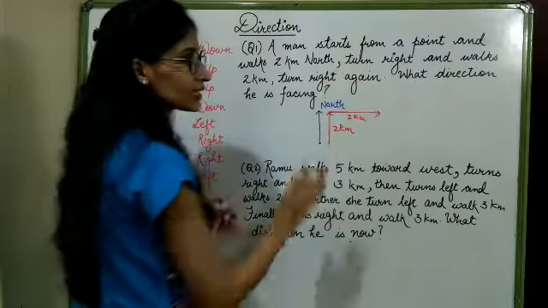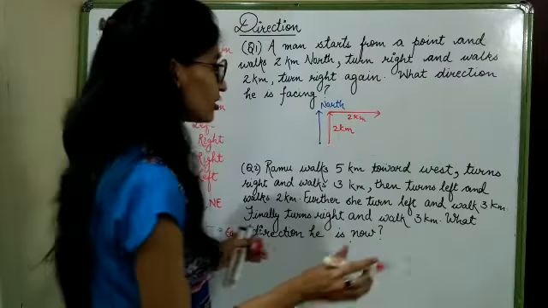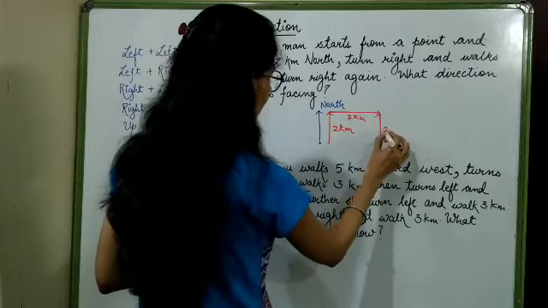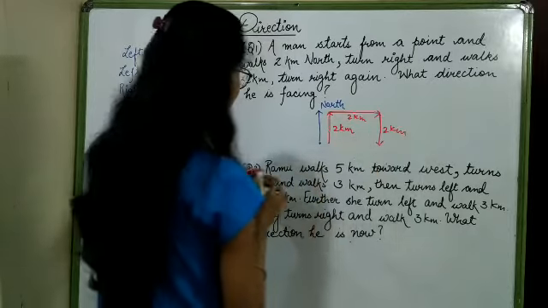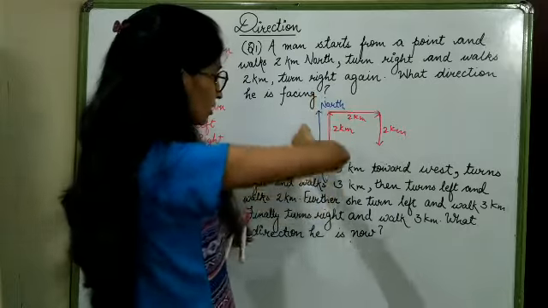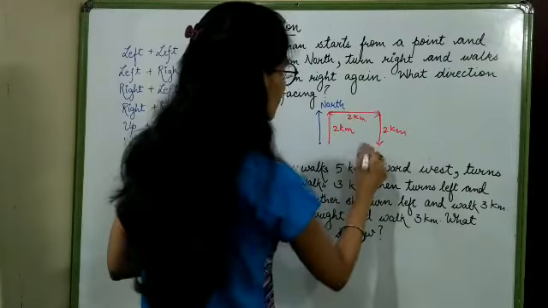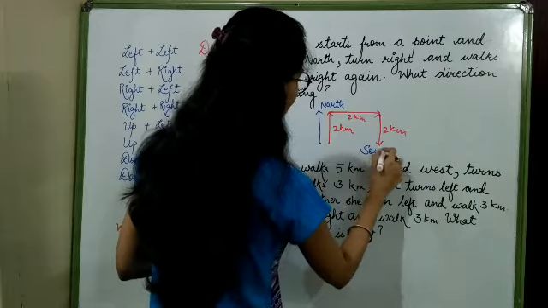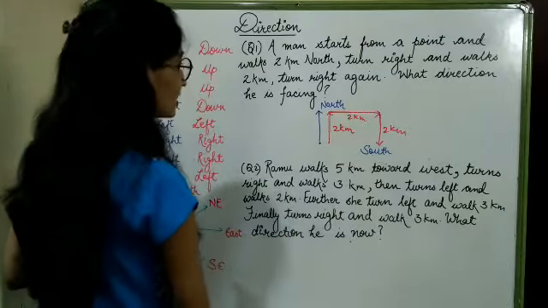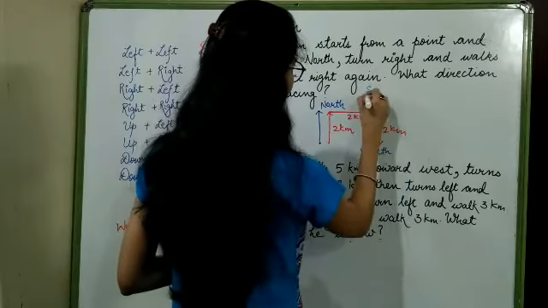Then turns right again. If I am standing like this, this will be my right direction. Turns right and walks 2 km again. What direction is he facing now? See, if it is north, the downward direction will be my south. So right now the man is facing in the south direction. The answer to this question will be south.